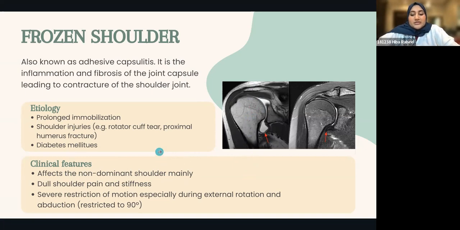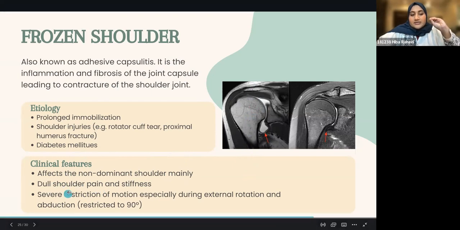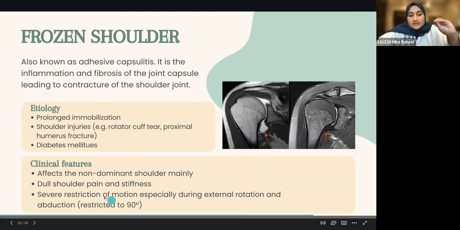So typically the patient is going to say, I have pain in my left shoulder, okay? And the pain is going to be dull, and it's not going to be sharp pain. It's not a shoulder dislocation. It's dull, always constantly there. And they will have severe restriction of movement.